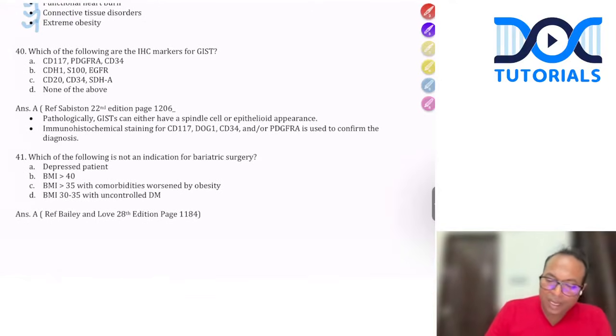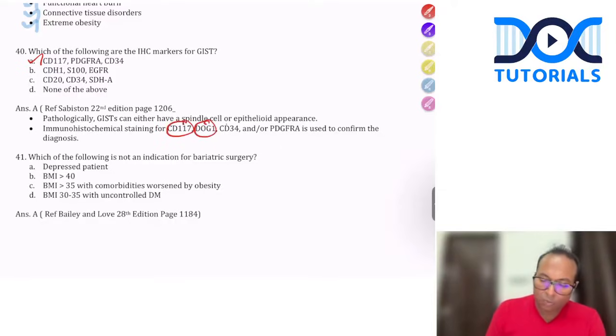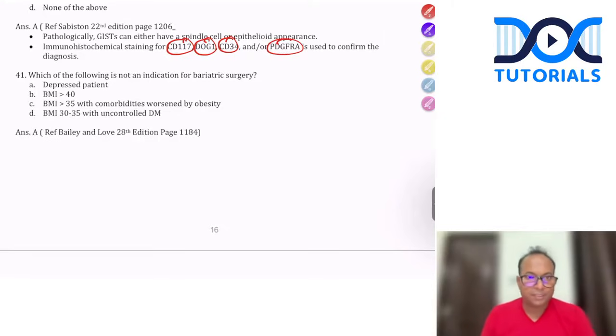Which of the following are the IHC markers of GIST? So clear-cut, straightforward question. CD117, PDGFRA, CD34. Pathologically, GIST can have a spindle cell or epithelioid appearance. CD117, DOG1, CD34, PDGFRA are the tumor markers of GIST.